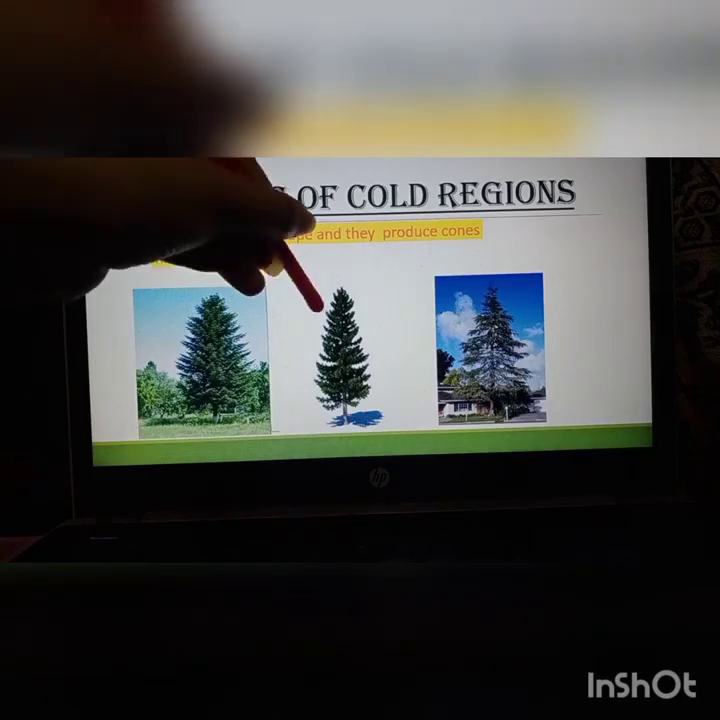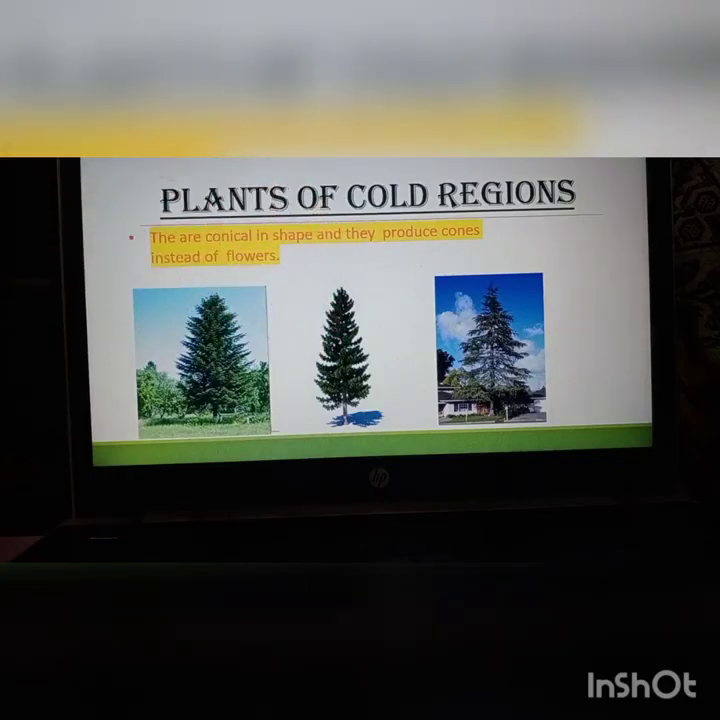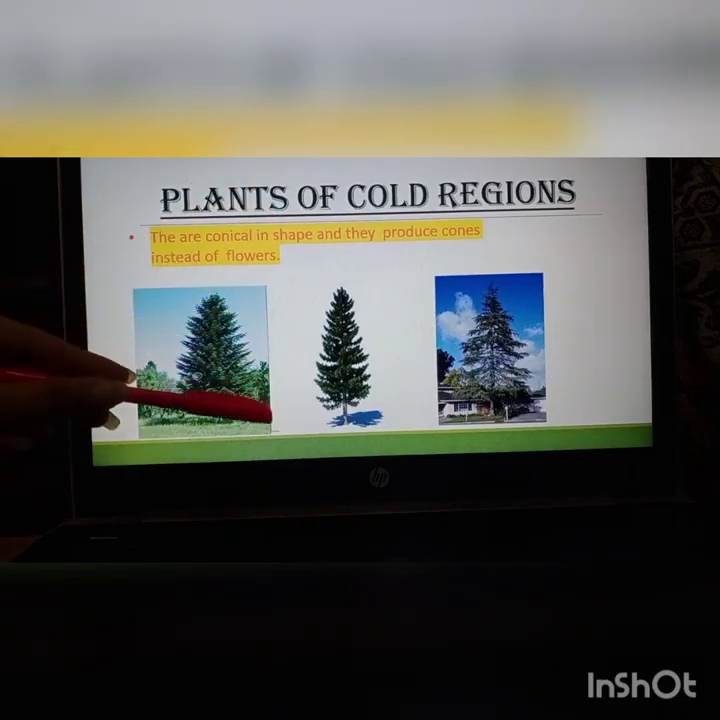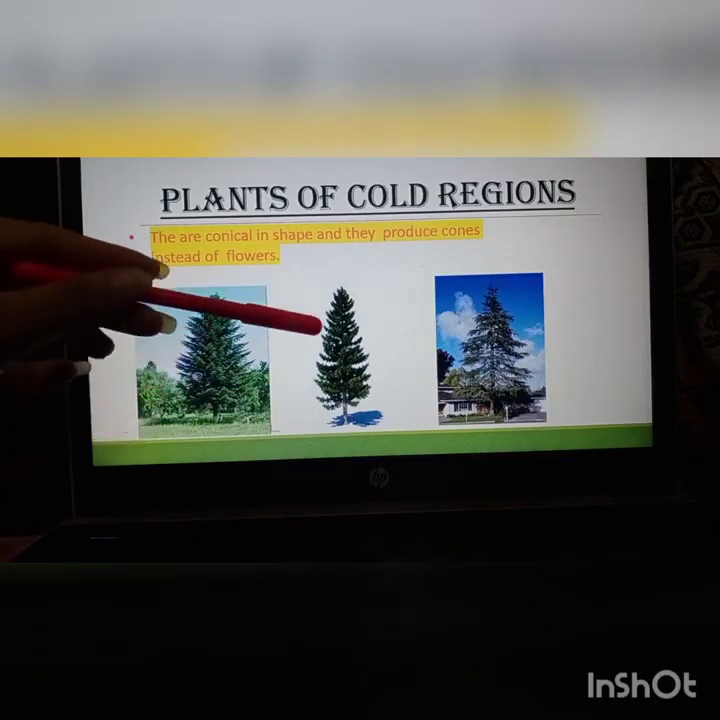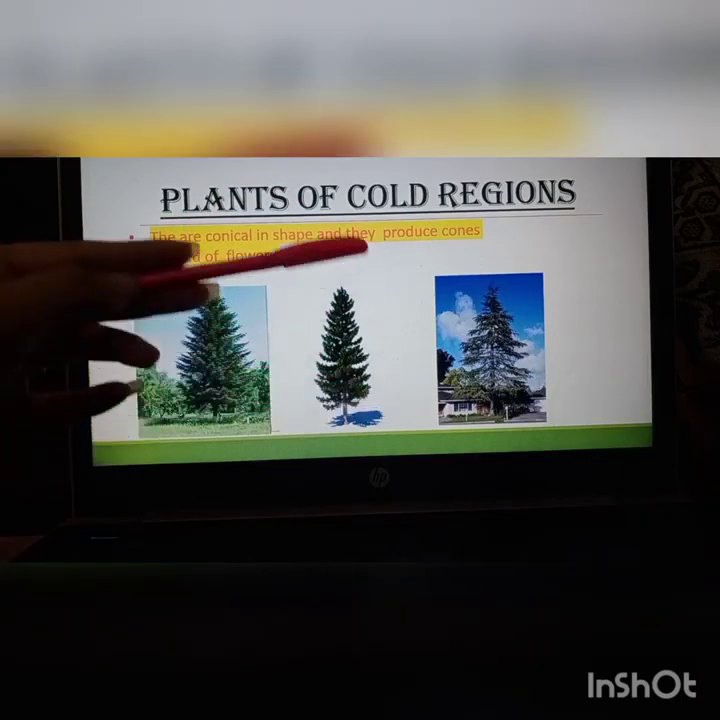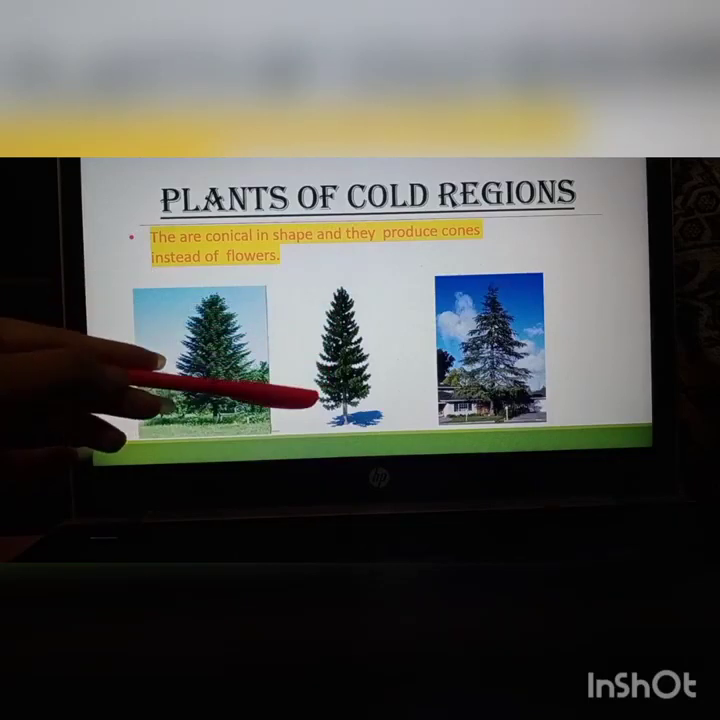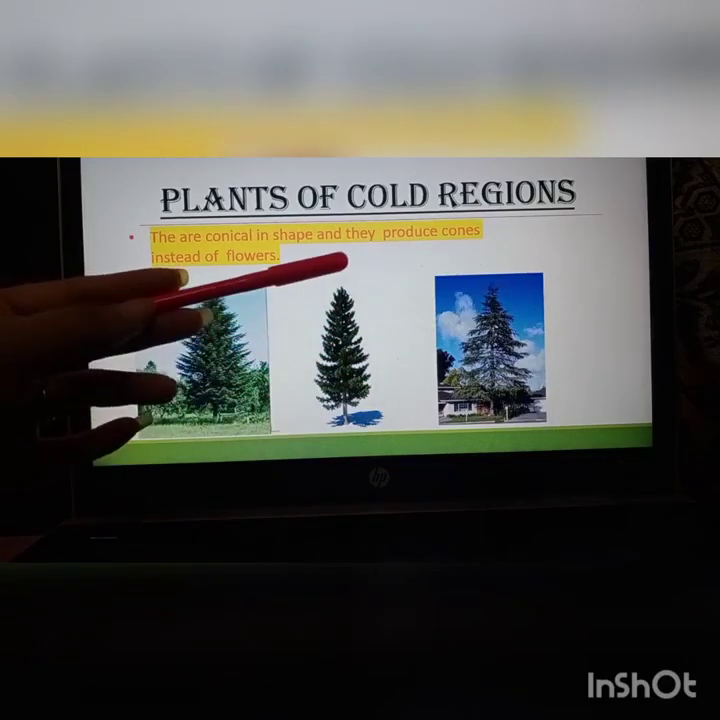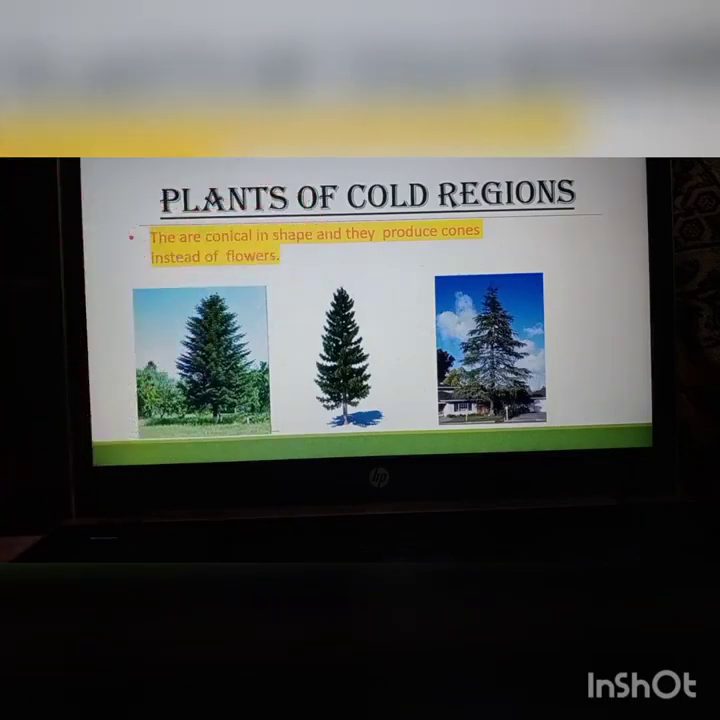Their leaves look like needles, so that if snowfall occurs in that area, the snow easily goes down towards the ground, and that heavy snow doesn't cause any harm to the tree. That's why the leaves are needle shaped and the tree shape is conical. It helps plants to survive during the extreme cold climate.